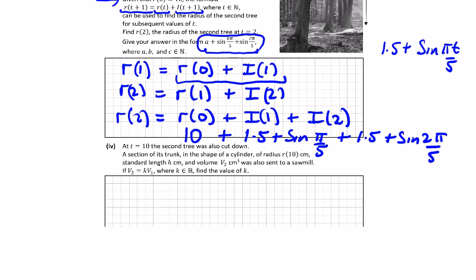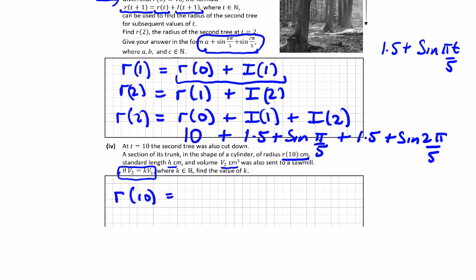At time t equal to 10, a second tree was cut down and a section of a trunk in the shape of a cylinder and standard h and volume V2 was also sent to a sawmill. If the second volume is k, a constant, times the first volume, where k is an element of R, find k. Okay, so we're going to have to find R10 here. It wasn't as obvious maybe at the start as to what was going to happen here.